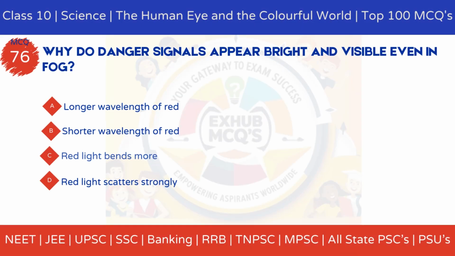MCQ 76. Why do danger signals appear bright and visible even in fog? Option A, longer wavelength of red. Option B, shorter wavelength of red. Option C, red light bends more. Option D, red light scatters strongly.